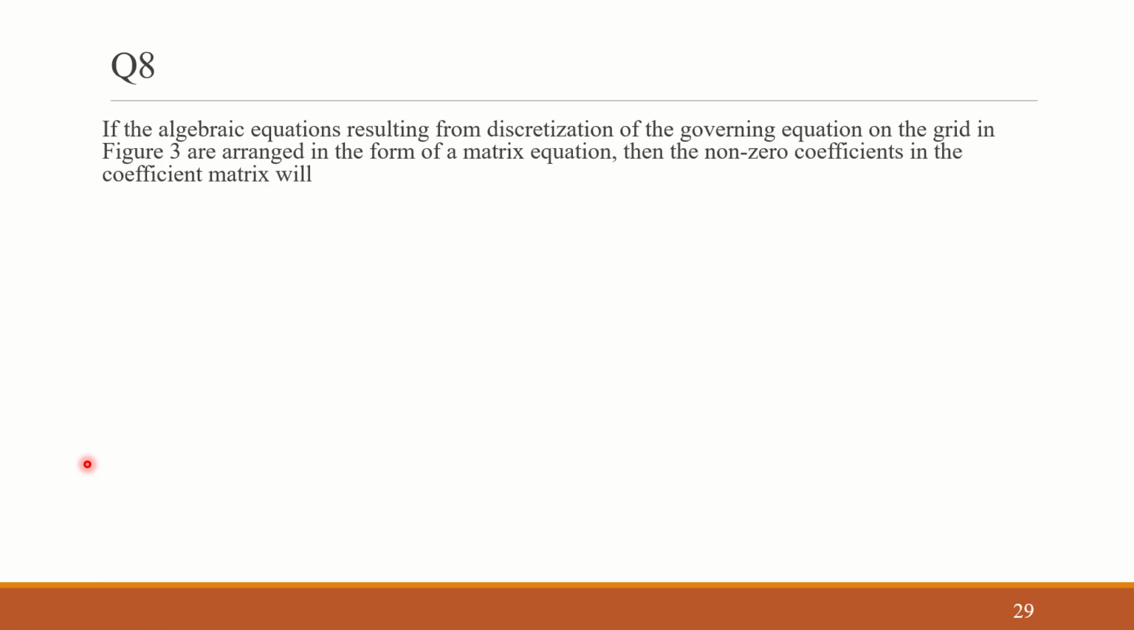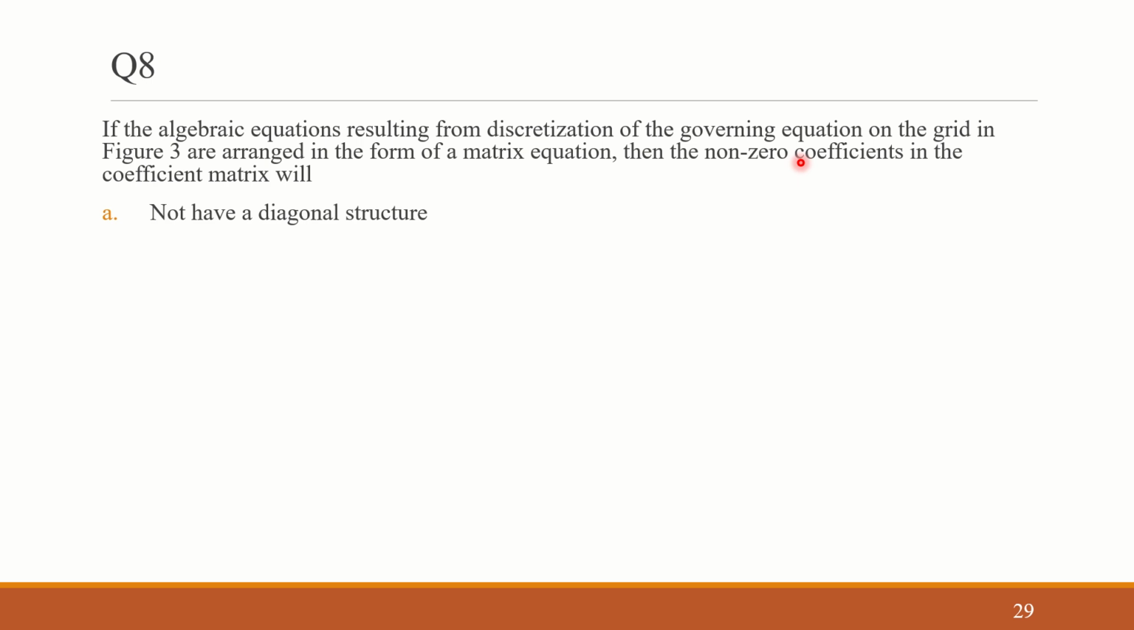Now we will go to question 8. In question 8, it is asked that if the algebraic equations resulting from the discretization of the governing equation on the grid in figure 3 are arranged in the form of a matrix equation, then the non-zero coefficients in the coefficient matrix will dash. I repeat, if the algebraic equations resulting from the discretization of the governing equation on the grid in figure 3 are arranged in the form of a matrix equation, then the non-zero coefficients in the coefficient matrix will dash.